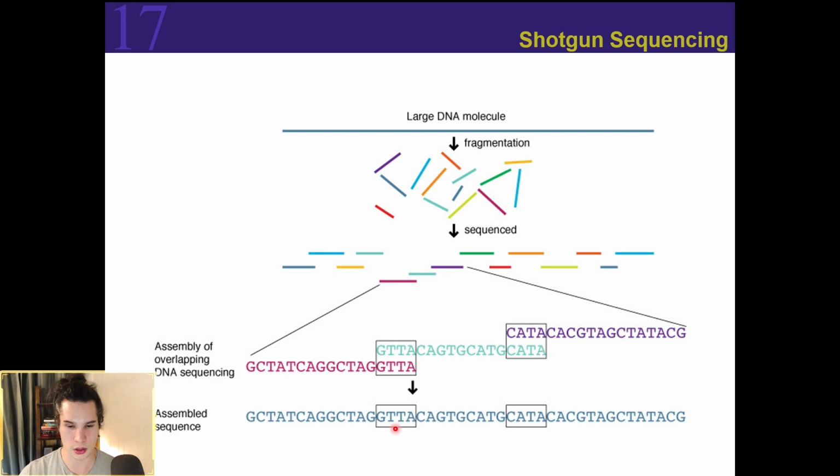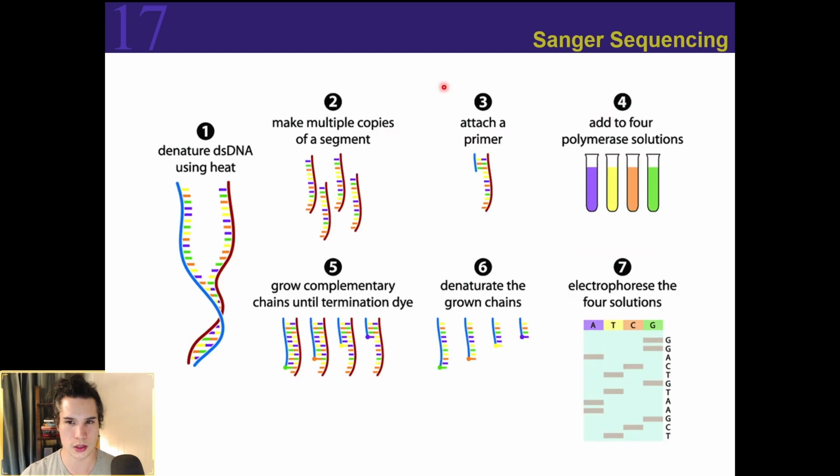So you would actually be able to move from the GTTA to CAGT, GCATG, and then you would find another sequence like the purple guy here, and then line it up, find that overlap, and then you're able to eventually create a seamless sequence using all of these little fragments. So that's shotgun sequencing.